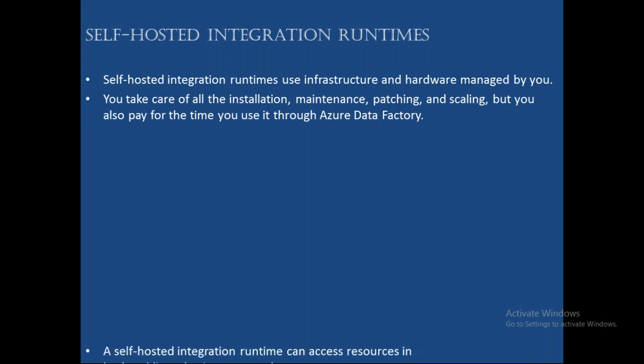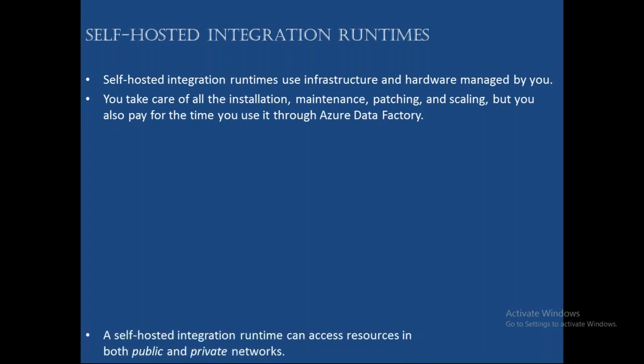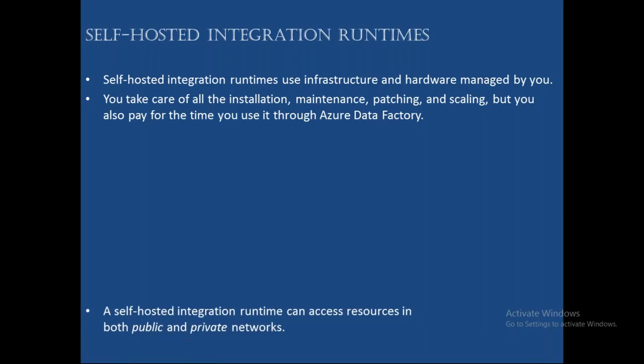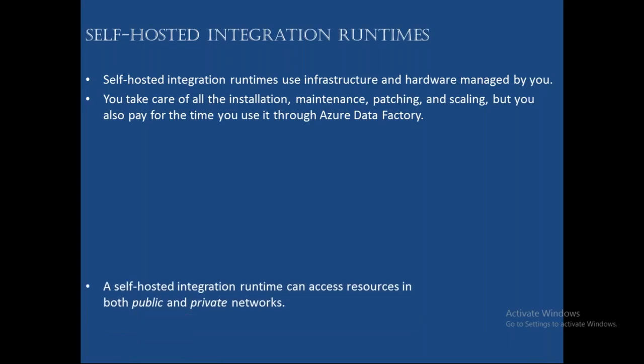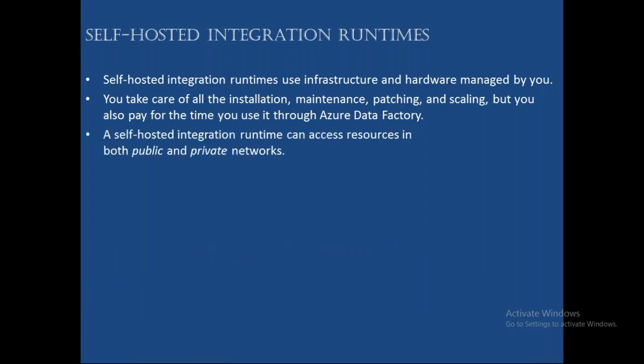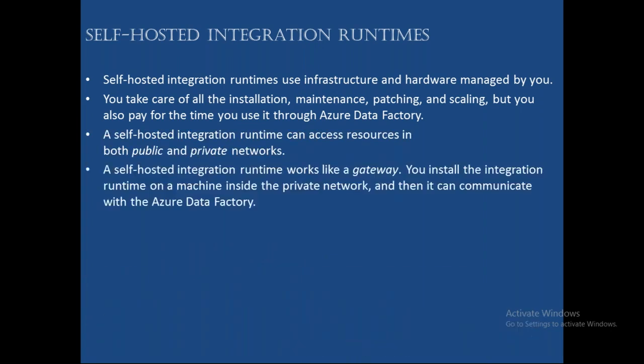Next, a self-hosted integration runtime can access resources in both public and private networks. So you can use self-hosted integration runtime to copy data even within the cloud, and you can also use it to copy data from private to public network, that is from on-premise to the cloud, or from on-premise to on-premise. A self-hosted integration runtime works like a gateway. You install the integration runtime on a machine inside the private network, then it can communicate with the Azure Data Factory. We are going to see how this IR will communicate with the Azure Data Factory. We need to register with a key, then it will communicate with our Azure Data Factory. We will see in detail.